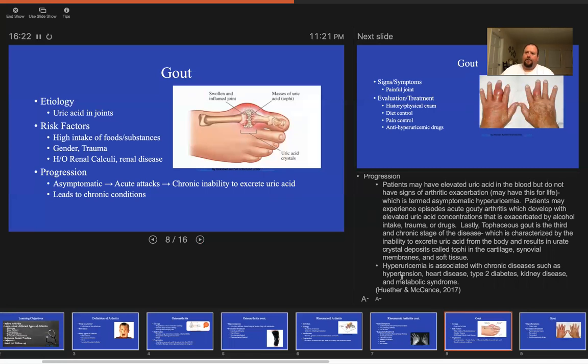Progression. All right, so either you have high uric acid in your blood and joints and you just have it for life, but you can be asymptomatic. And then you have patients who present with acute gouty attacks that result from elevated uric acid that is exacerbated by alcohol intake, trauma, or drugs. And the other form is tophaceous gout, which is a chronic stage of the disease, in which your body cannot excrete uric acid, and which also results in uric acid crystal deposits called tophi in the cartilage, synovial membranes, and soft tissue. Hyperuricemia is associated with chronic diseases such as hypertension, heart disease, type 2 diabetes, kidney disease, and metabolic syndrome.